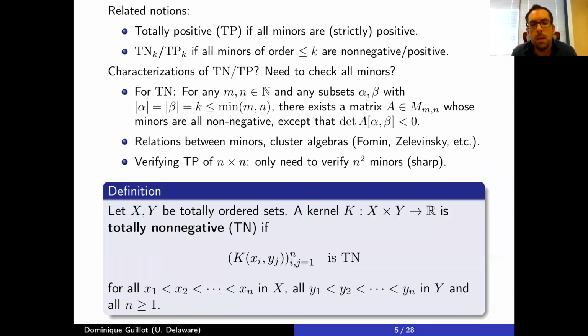Now, more generally, if you have a kernel, a function on X times Y, where here X and Y are totally ordered sets, I say it's totally non-negative basically just like if you have a positive definite kernel.